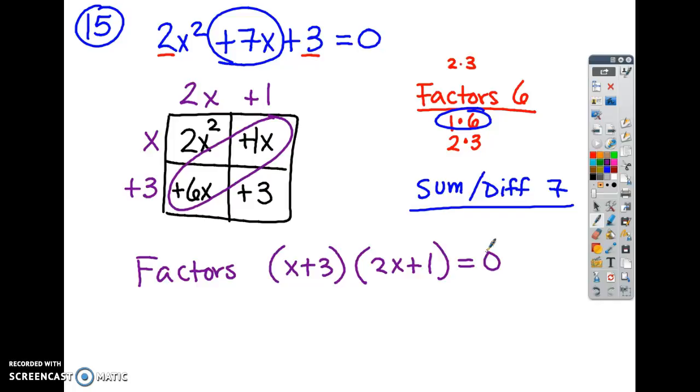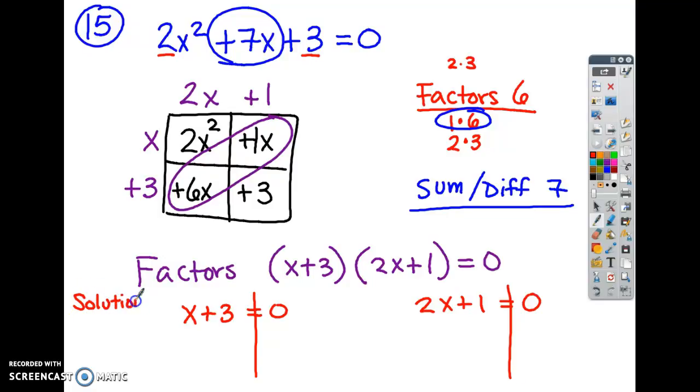In order to find the solutions, we need to separate the factors: x plus 3, set it equal to 0, and solve. 2x plus 1, set it equal to 0, and solve. Okay, and this is to find the solutions. So the first one is pretty easy. You just move the 3 over and change the sign. So you have x equals negative 3. That is supposed to be one of the solutions. We're going to check it right now.